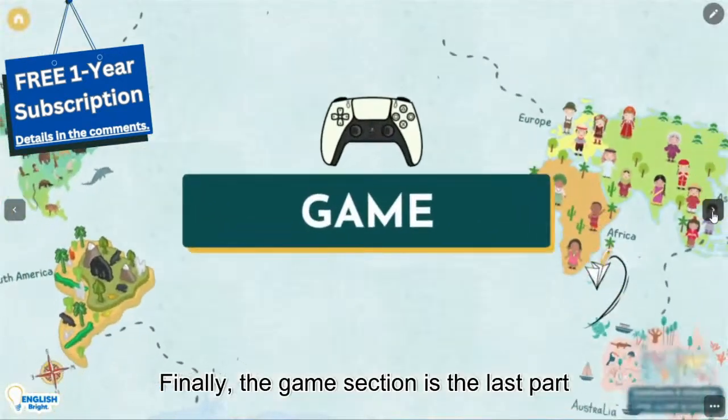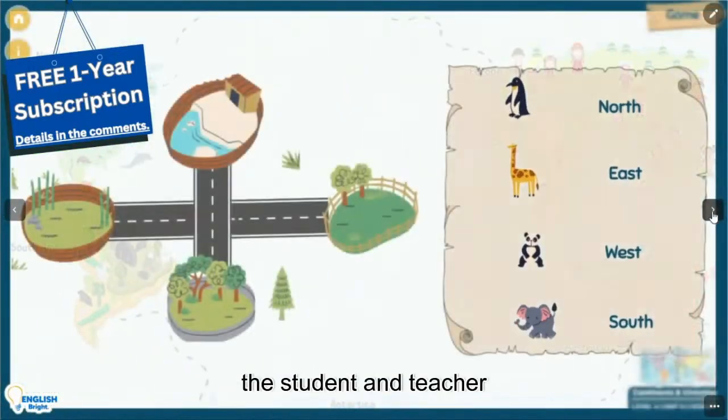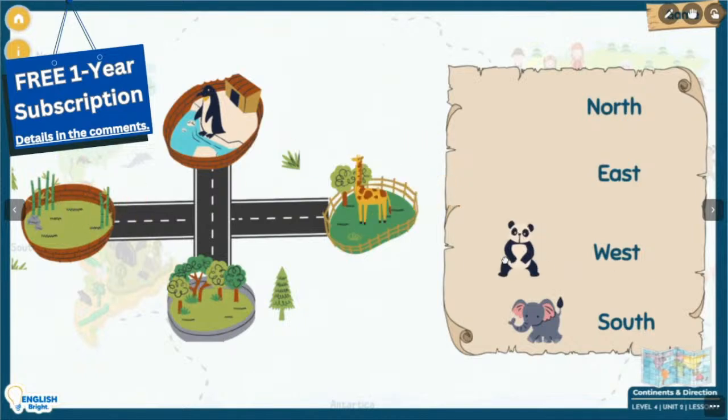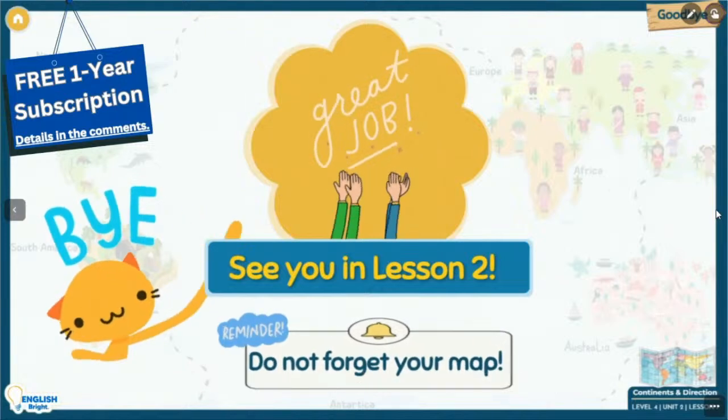Finally, the game section is the last part of the lesson. Here, the student and teacher will play an interactive game together. This concludes the Level 4 walkthrough. Thank you for exploring.